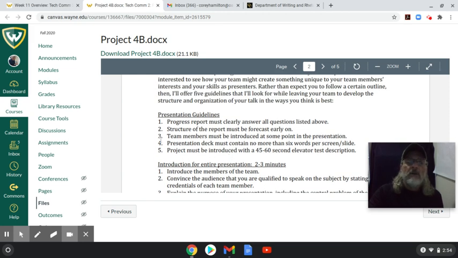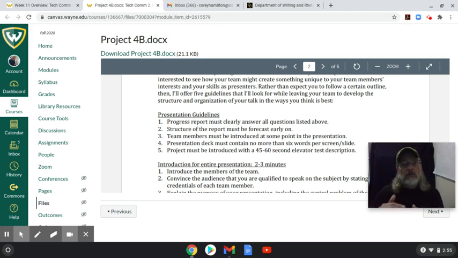Yeah, right here, number 4, presentation guidelines. Presentation deck must contain no more than 6 words per screen or slide. So this is helping us think about concision as we move to Project 4B, or maybe some of our Project 2 slides, where we had complete sentences, in some cases maybe some paragraphs.